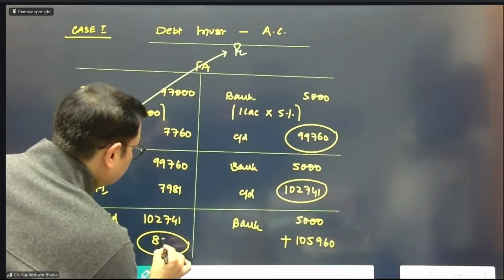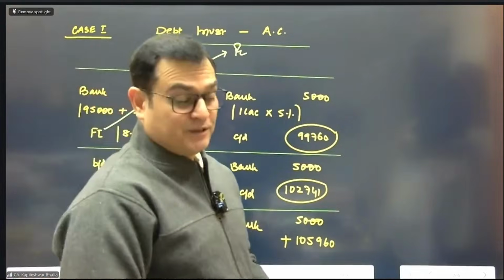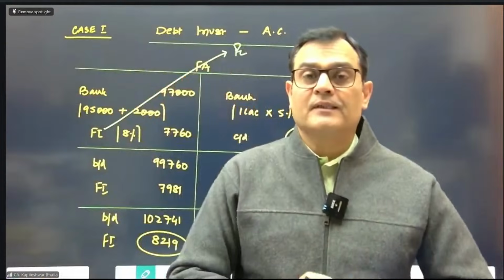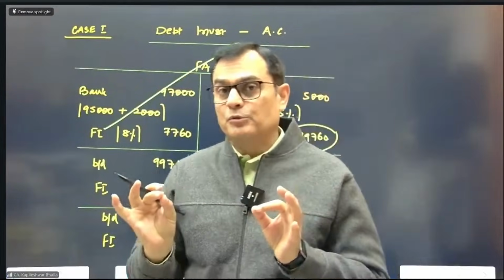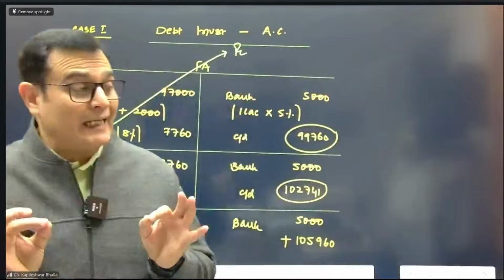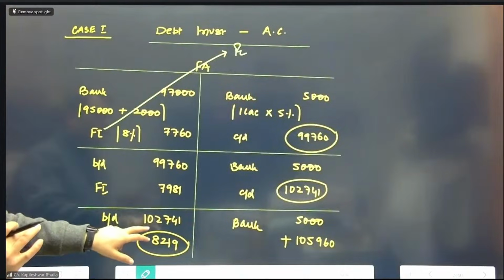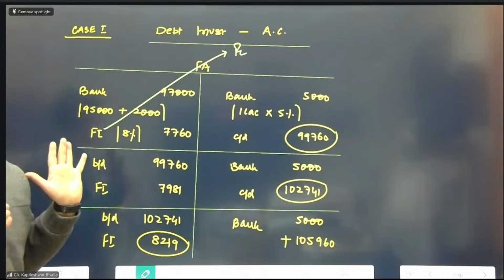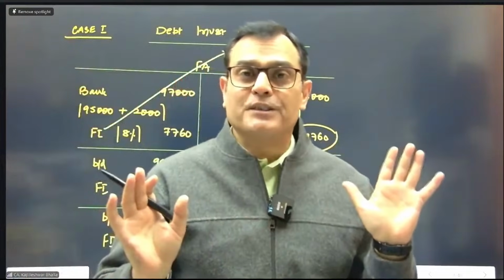And this works out at 8219. This is the finance income. I don't see that there will be any challenge in terms of case number 1. So in this particular case, what we have done is just attributed the finance income at the rate which you're effectively earning each year, and that enters the P&L. So far, so good. Any challenge on case number 1?